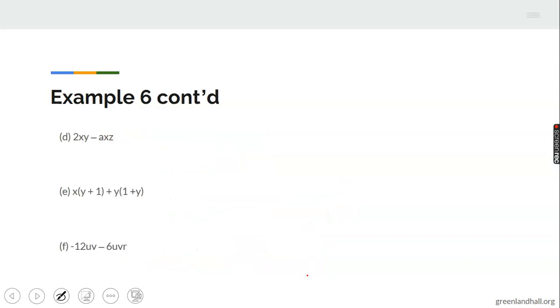Now, this is another one again. You check what is common. There's x here, there's x here. So that means x is common. You bring out that x. That will be 2y minus az.